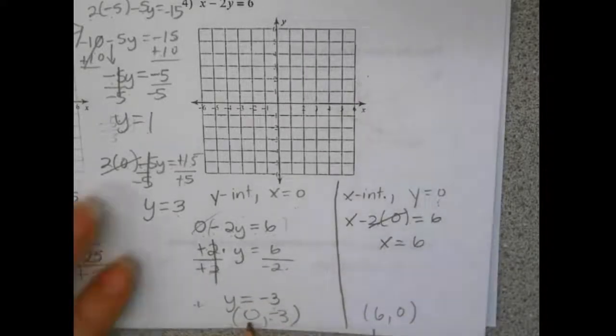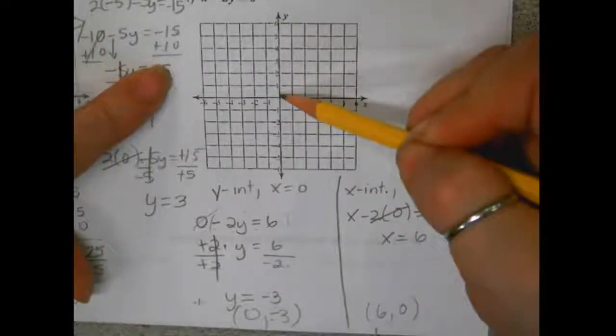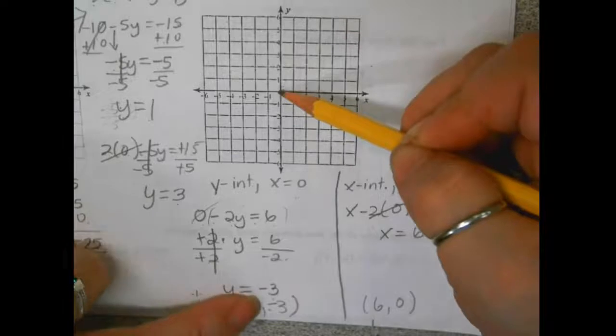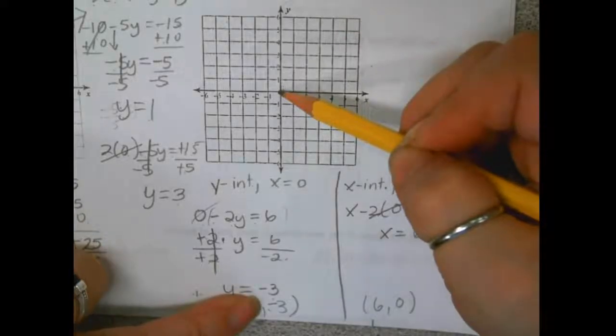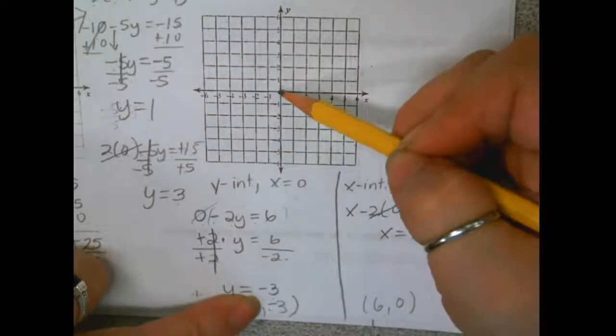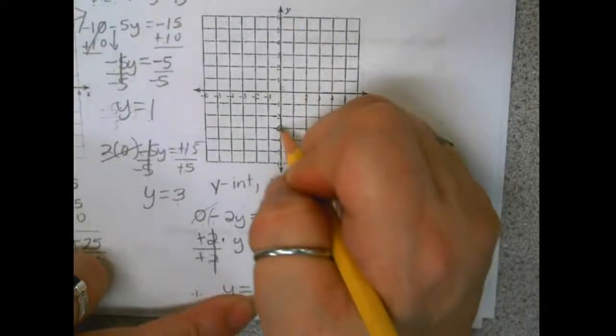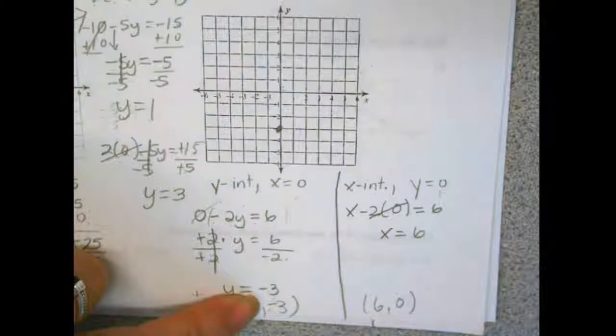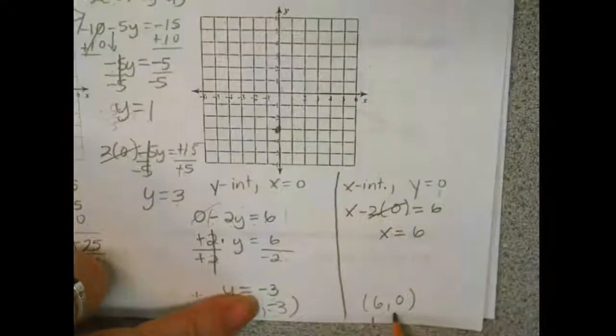Okay, let's start with the first one. Ordered pair. X is 0, so I don't move left or right, but what's my y? Negative 3. So I'm going to go up or down? Down 3. And there's my y-intercept. It's crossing that y-axis.